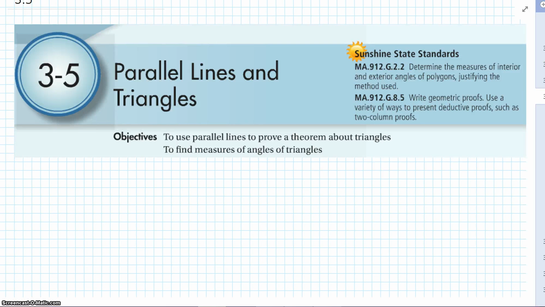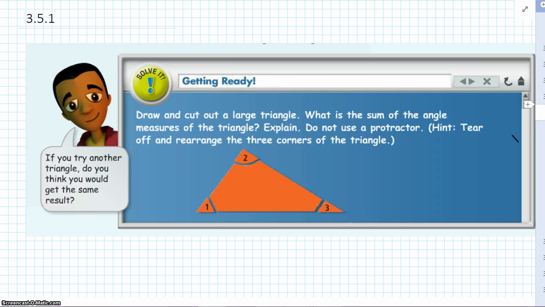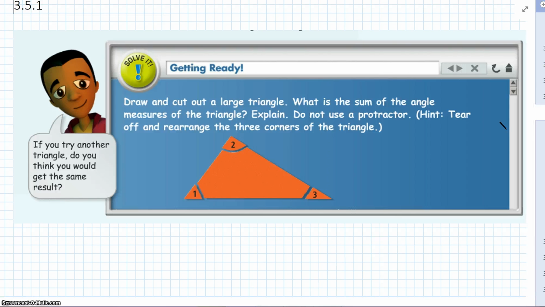All right, Geometry, Chapter 3, Section 5, Parallel Lines and Triangles. Today's objectives, as you can read, are to use parallel lines to prove a theorem about triangles and to find the measure of angles for triangles. All right, one thing, we're going to do this in class, but you can do it as well. Cut out a triangle.